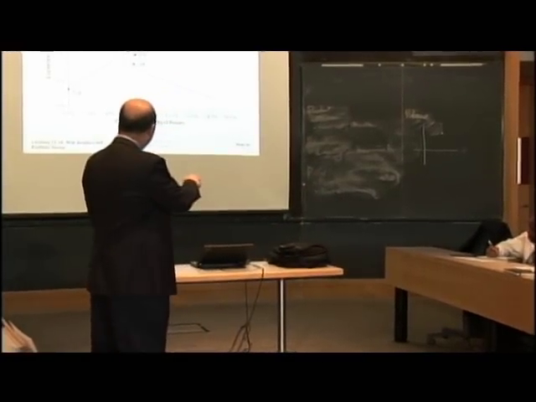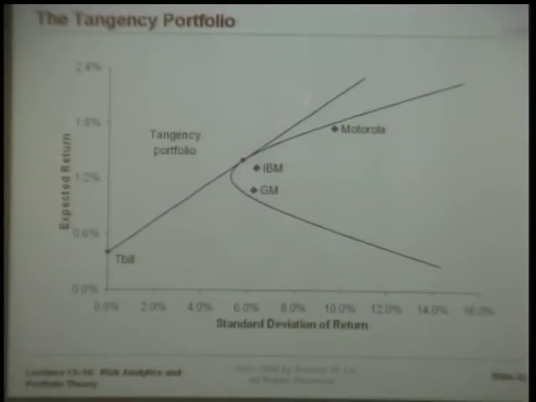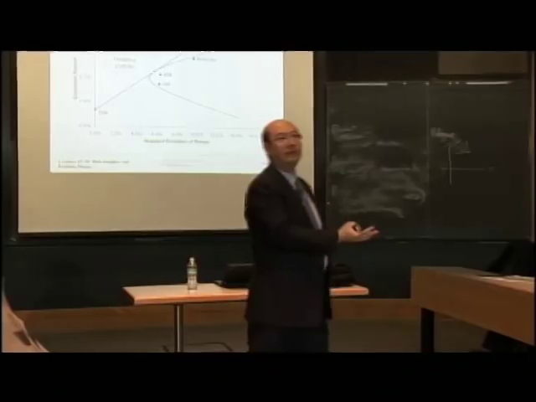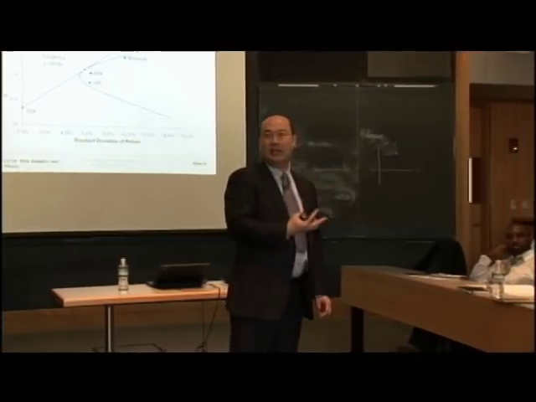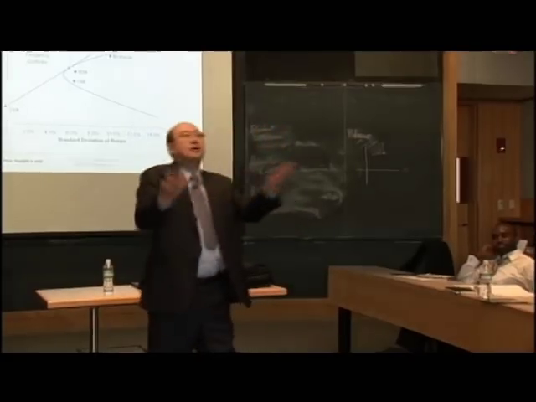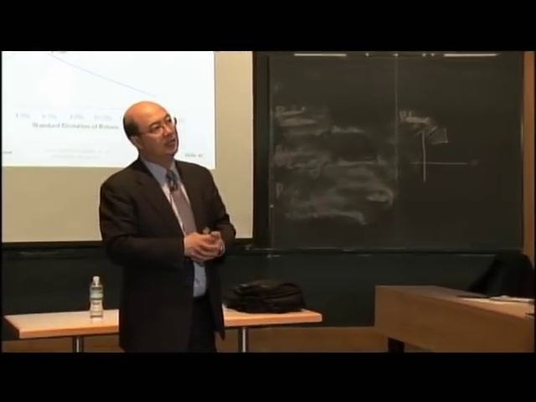You may not be at that portfolio. For example, some of you who don't like risk, you're going to be down here. Those of you who are budding hedge fund managers, you're going to be up here. But the point is, you're going to be on this line. You're not going to be on this line down here. Why? Because why be on that line when you could get higher return for a given level of risk or lower risk for a given level of return? You're giving up something for no good reason. Okay?